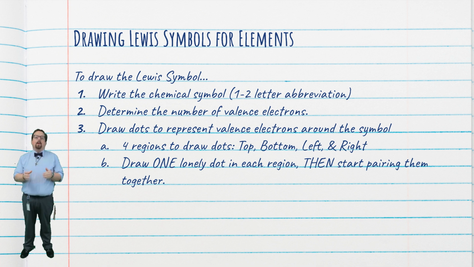Lewis symbols are important for understanding how an atom will bond together, which is what our next unit will be all about. So it's a good idea for you to get a firm understanding of Lewis symbols now. For example, if I were to draw a Lewis symbol of bromine, which has 7 valence electrons, I'd write down the symbol Br. I would place 4 dots around it, one in each region, and then place the remaining 3 electrons by pairing them up with a lone electron. When I'm done, I should have 3 pairs of valence electrons and 1 single lonely electron who's ready to pair up with somebody at some point.